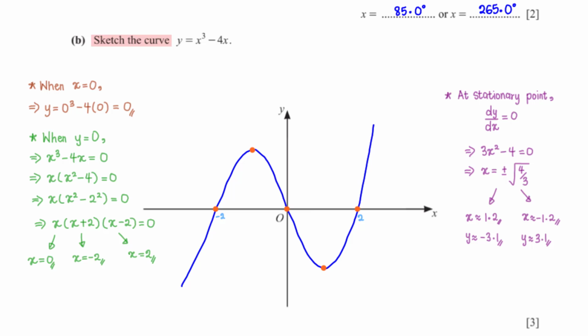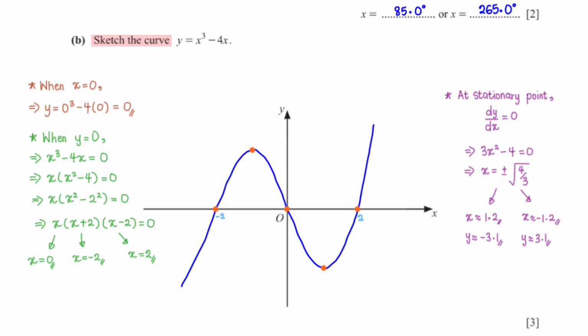Sketch the curve y equals x cubed minus 4x. First, let's find the y-intercept of the curve, which is the point on the y-axis through which the curve passes. At this point, the x-coordinate is 0. When we plug in x equals 0 into the equation, we get y equals 0. So we plot 0, 0 on the grid.